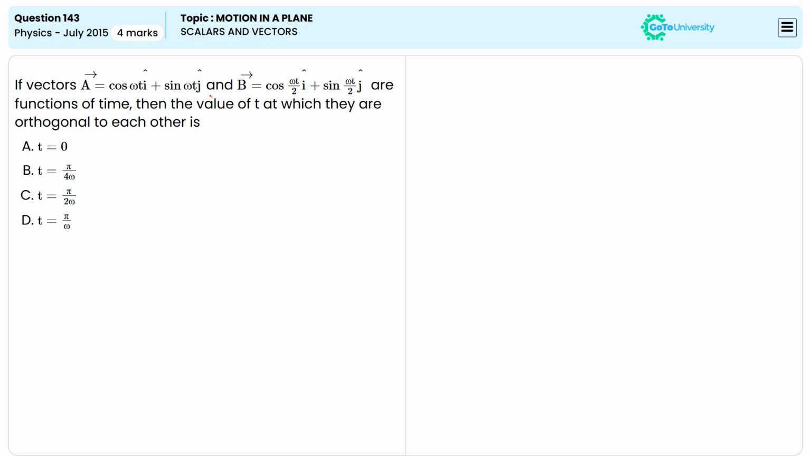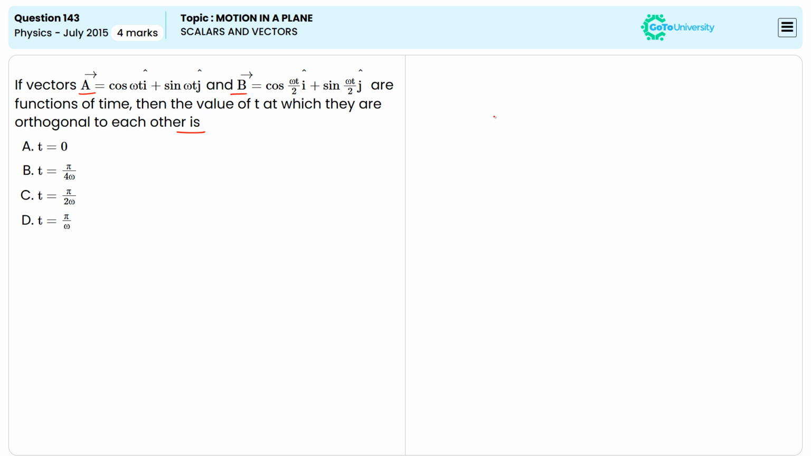If vectors A and B, two different vectors, are given. Vector A is equal to cos ωt i plus sin ωt j, and vector B is cos(ωt/2) i plus sin(ωt/2) j. These two are functions of time. Then the value of t at which they are orthogonal to each other is.